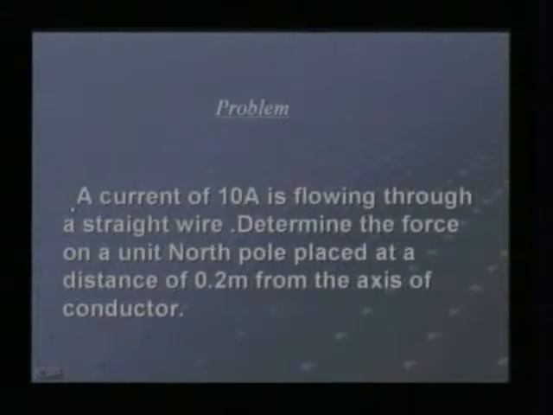The given problem is, if a current of 10 amperes is flowing through a straight wire, determine the force on a unit north pole placed at a distance of 0.2 meters from the axis of conductor. Now we will see the solution.